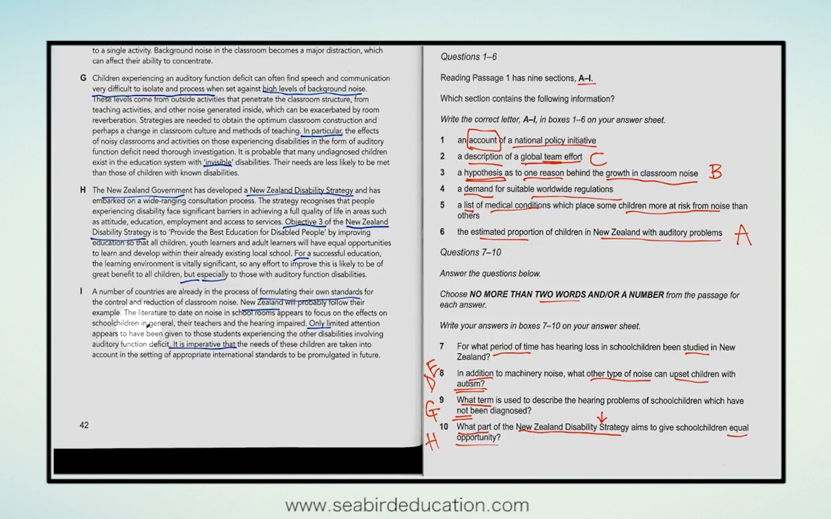Only limited attention appears to be given to those students experiencing other disabilities. The needs of the child taken into account. Appropriate international standards. I don't even know what that word means, to be quite honest, but I have a general idea. So it looks like a demand. It is imperative that. So imperative is it is necessary for it. So that's I. List a medical condition. Yes, we saw that.